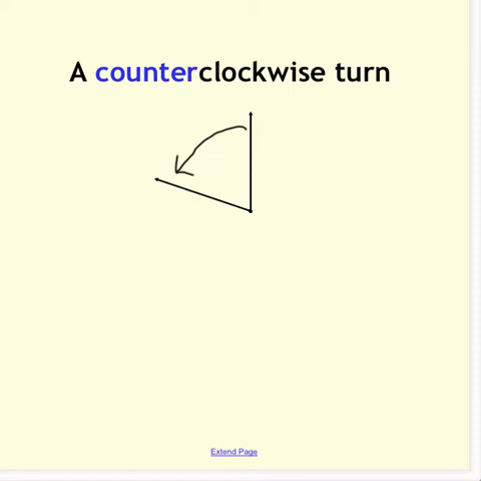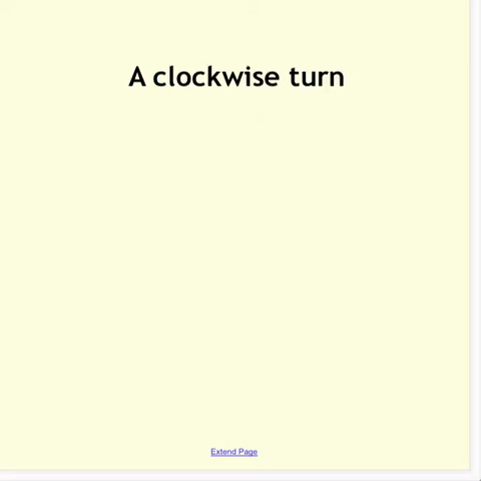A counterclockwise turn turns to the left, the opposite the way the hands on a clock move. Clockwise turn turns to the right, just like the hands on a clock would move.